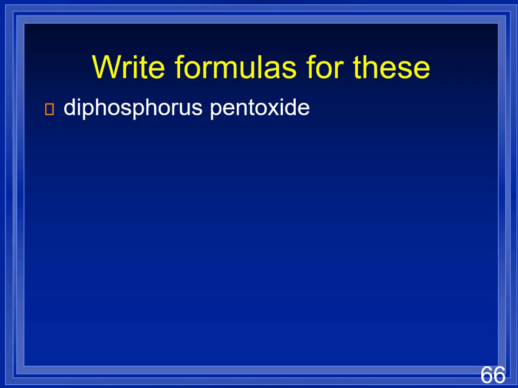Well, di, 2, phosphorus, right? So that means P2, penta, 5, oxide, O5. It is literally, the name is the formula. So much easier.